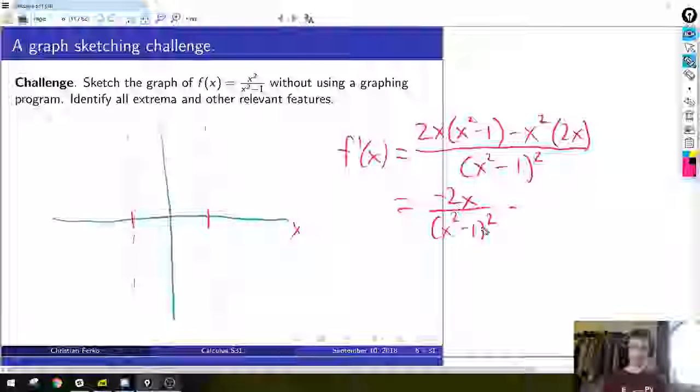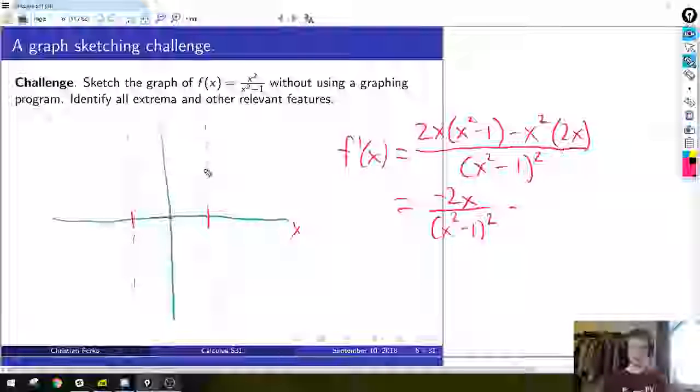Okay, so we see, of course, the derivative also blows up at 1 and minus 1 because the function blows up there. But we see that the first derivative is 0 at 0, right? So when we plug in 0, the first derivative vanishes. So there's a horizontal tangent line here.